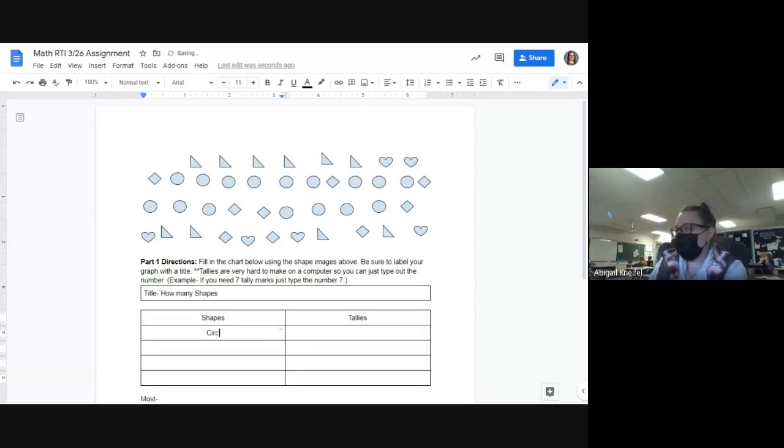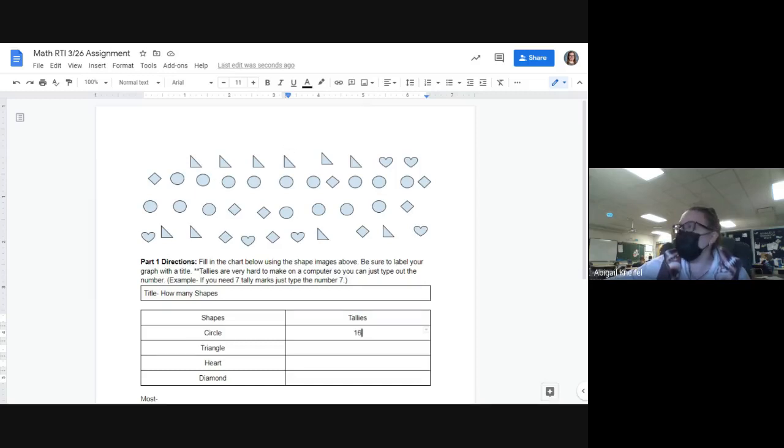Then the shapes were circle, triangle, heart, and diamond. I did not care what order you put them in. You just needed to have those 4 shapes. For circles, you had to count up the circles: 1, 2, 3, 4, 5, 6, 7, 8, 9, 10, 11, 12, 13, 14, 15, 16. You should have had the number 16 for circles. If you didn't have that, you counted wrong somewhere, and that's okay. That's why we're going over it.